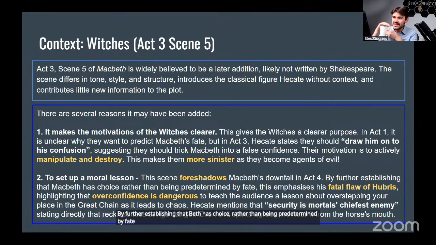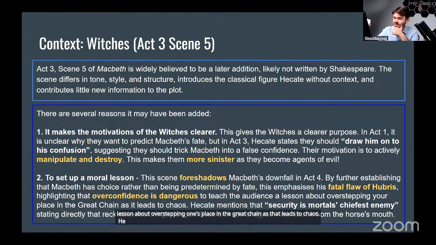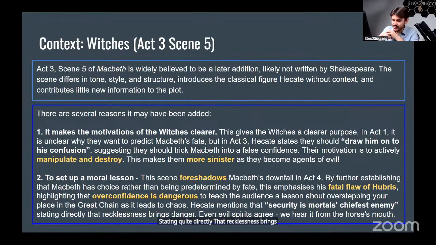This emphasizes his hamartia, his fatal flaw of excessive pride, hubris, suggesting that overconfidence is dangerous, and it teaches the audience a lesson about overstepping one's place in the great chain, as that leads to chaos. Hecate mentions that security is mortals' chiefest enemy, stating quite directly that recklessness brings danger.